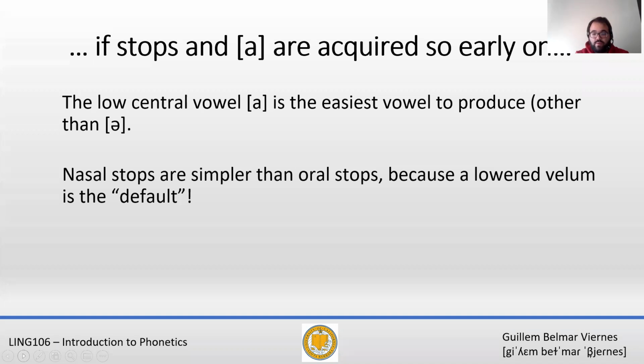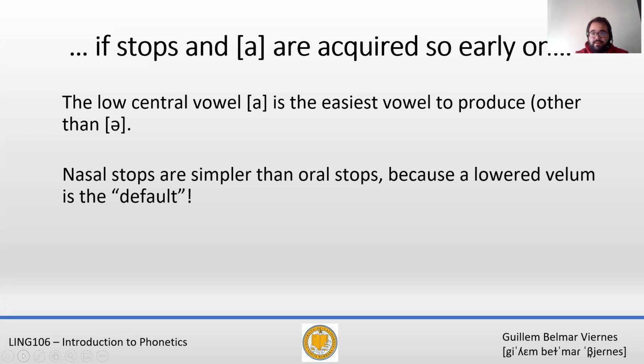Like when we're resting, the velum is lowered. Well, it's actually in its normal position. What we actually have to do is raise it to block the nasal airflow. So babies take a long time to learn to raise that. Probably from 7 months old or something like that, they start discovering that they can raise the velum. So nasal stops are simpler.